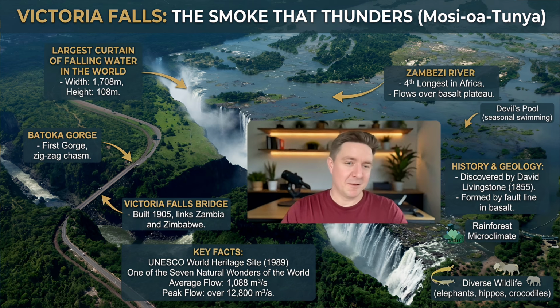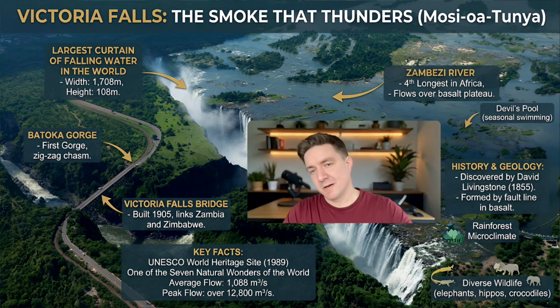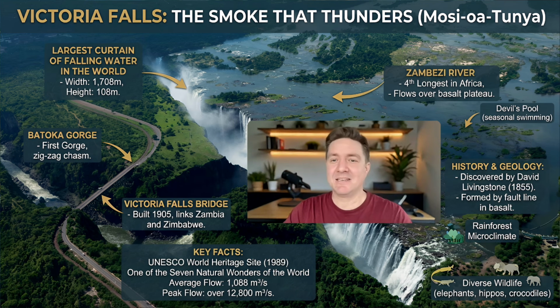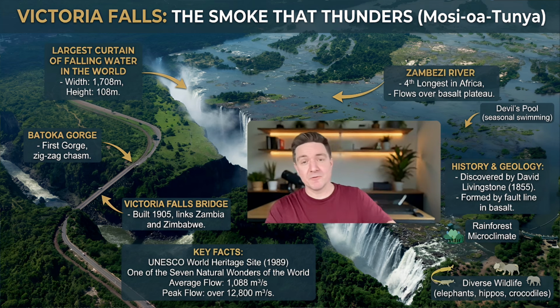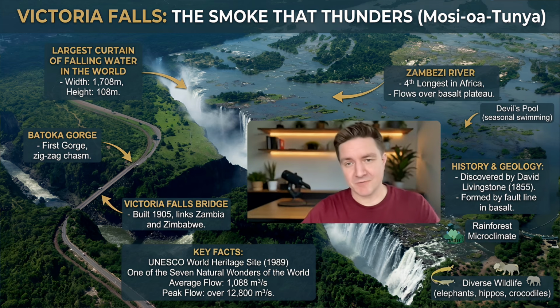And then about the bridge, which was built in 1905, which links Zambia and Zimbabwe, that it's a UNESCO World Heritage Site. Rainforest microclimate, that you get elephants, hippos, crocodiles there. And it was discovered, at least by the Western world, by David Livingstone in 1855, formed by a fault line in basalt, and the Zambezi River that is coming over Victoria Falls is the fourth longest river in Africa.